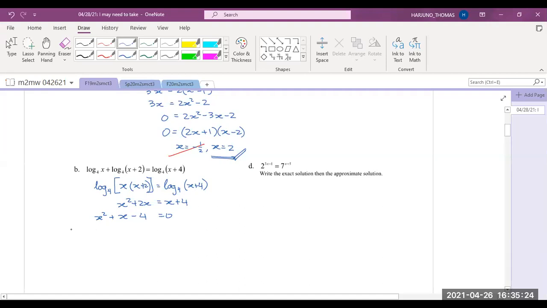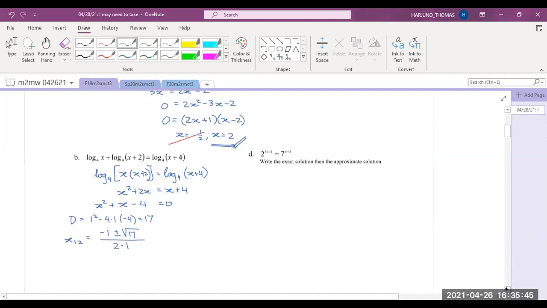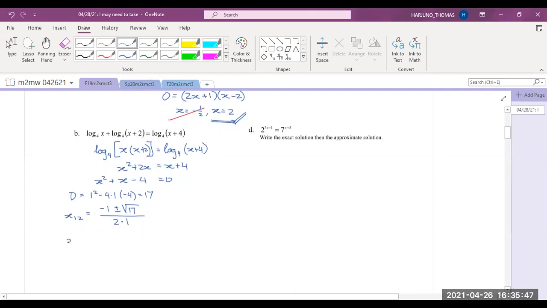So yeah, let's use the formula. The discriminant is 1 squared minus 4ac, that's 17. So x1,2 will be negative b plus or minus the square root of the discriminant over 2a. So x1 is negative 1 plus square root of 17 over 2. x2 is negative 1 minus square root of 17 over 2.